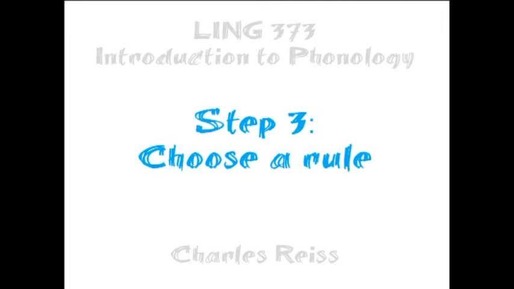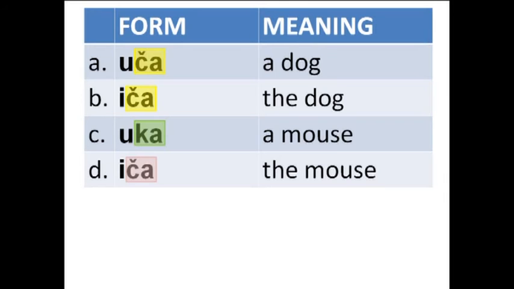The next thing to do would be to choose a rule. We can see that we have cha to mean dog and ka or cha to mean mouse. So this is basically where the alternation occurs. Now we have to find out which rule is in effect so that we could see on the surface ka and cha for mouse.